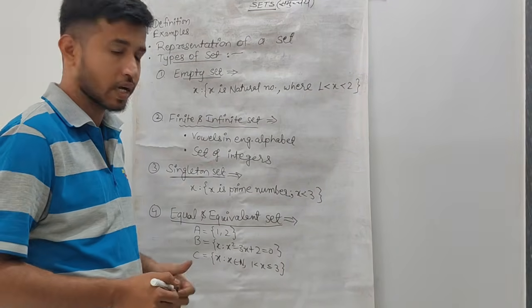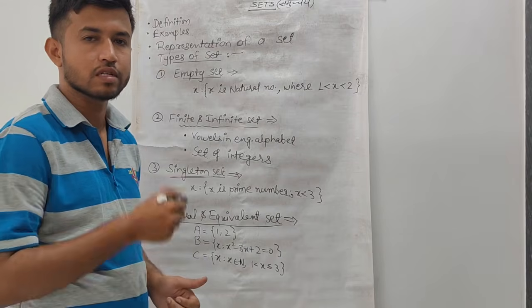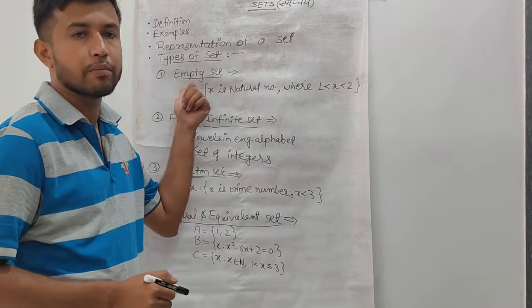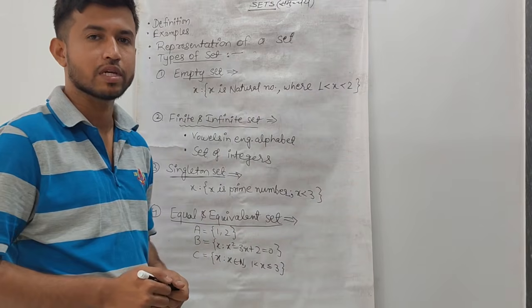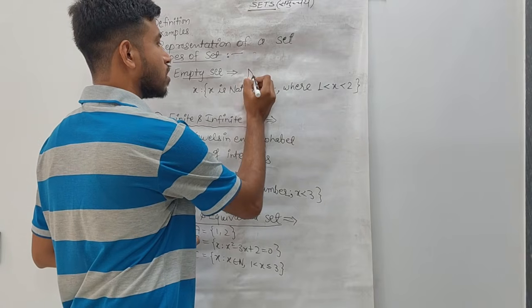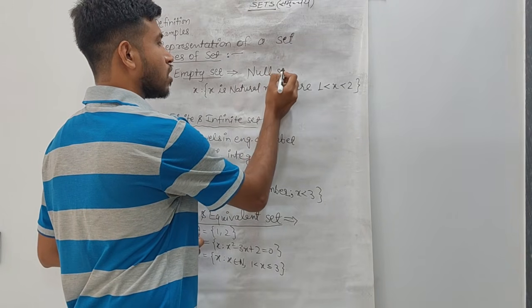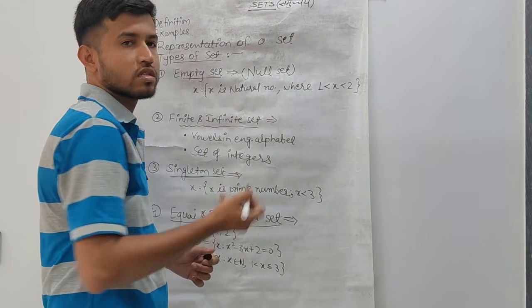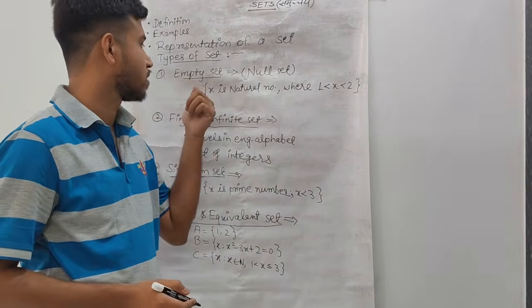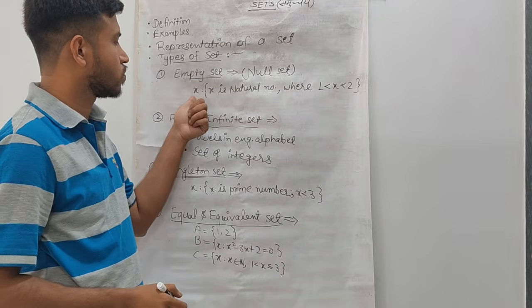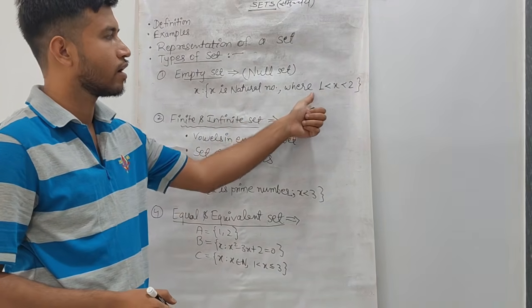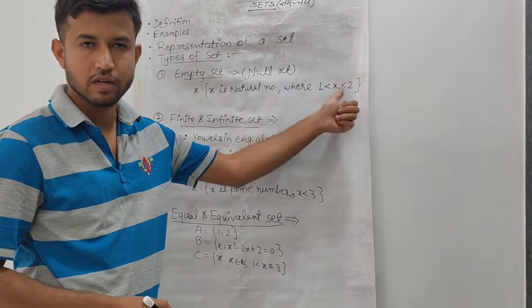We have some types of set. We will discuss them sequentially. Initially we will start from the empty set. What do you mean by empty set? We can also call it a null set. We will understand this by example. See, x where x is a natural number, where x is greater than 1 and less than 2.